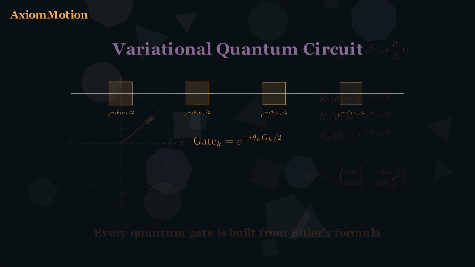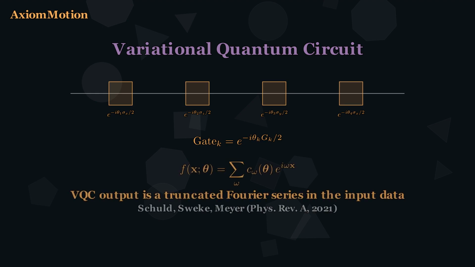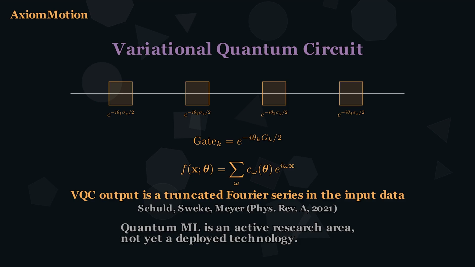In quantum machine learning, you chain together parameterized gates. Each gate has the form e to the negative i theta k times a fixed generator, g k. A classical optimizer tunes the angles theta to minimize a loss function. Here is the remarkable result. Schuld, Sweek, and Meyer proved in 2021 that the output of any such variational quantum circuit is a truncated Fourier series in the input data. The Fourier series, the same object from pathway A. An important note. Quantum machine learning is a mathematically beautiful and active research area, but it is not yet a deployed technology that outperforms classical AI on practical tasks.